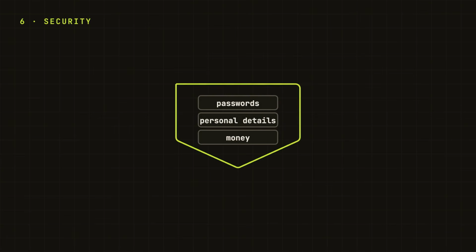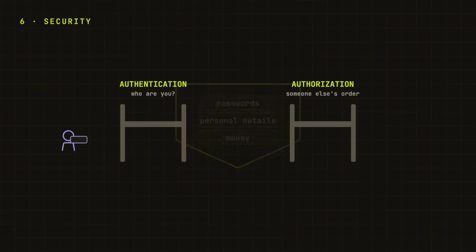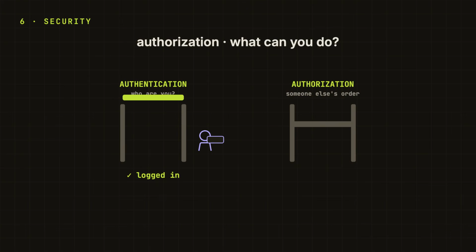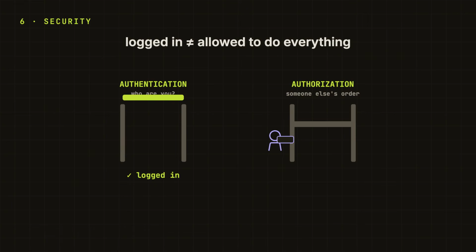Okay, our store handles passwords, personal details, and money, so security cannot be an afterthought. And the first thing to get crystal clear, because interviews test the confusion here, there are two different ideas: authentication and authorization. Authentication is who are you, proving your identity, like logging in. Authorization is what are you allowed to do, checking permissions, like can this user view someone else's order. Logging in does not mean you are allowed to do everything. AuthN is identity, AuthZ is permission.